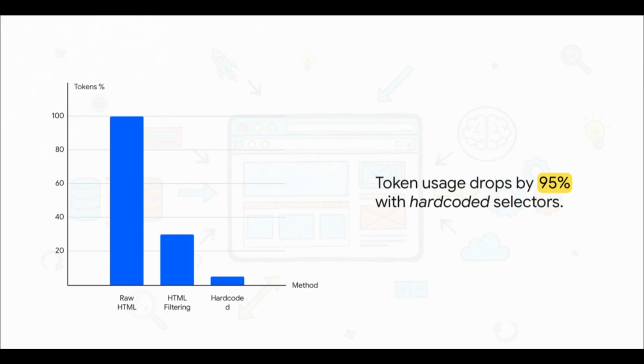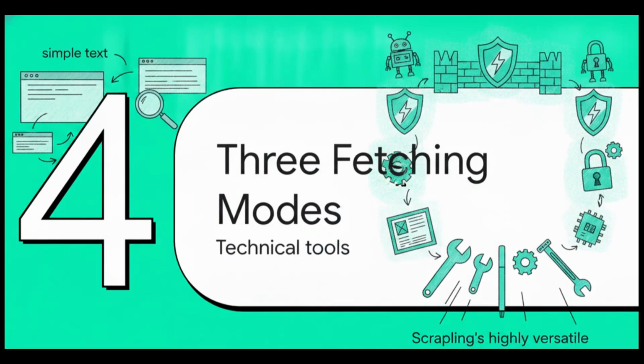To put that into perspective, just by doing basic HTML filtering, stripping out the massive headers and footers, you instantly cut costs by up to 70%. But when you combine that filtering with hard-coded Scrapling selectors, that's how you get to that massive 95% reduction. You are effectively swapping out thousands of tokens of messy, useless HTML markup for one tiny, clean, highly targeted JSON object.